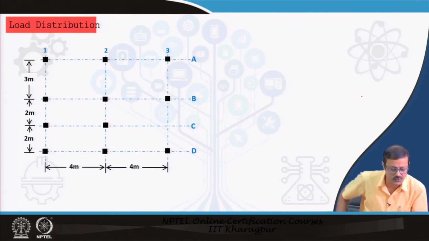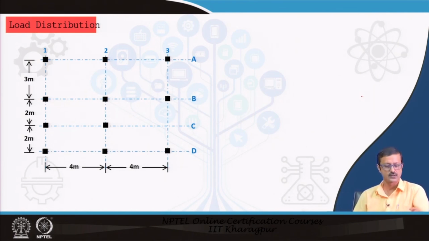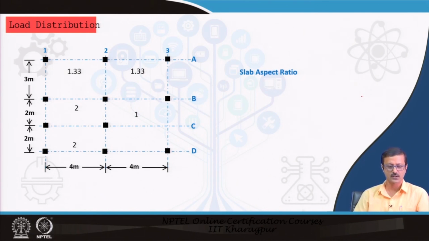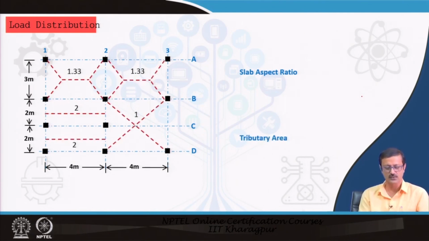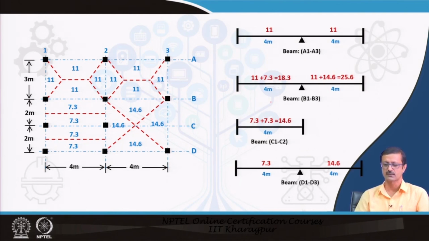Suppose this is a load distribution for this particular kind of grid. So, 3 meter, 2 meter is the grid size and all. I have calculated the aspect ratio. If I know the aspect ratio, I can find out how it is going to divide, because of the tributary areas from the aspect ratio, and from there I found out this particular load and all the densities. So, from these tributary areas, I found out how much is this loading, and then from there I can find out the loading also.